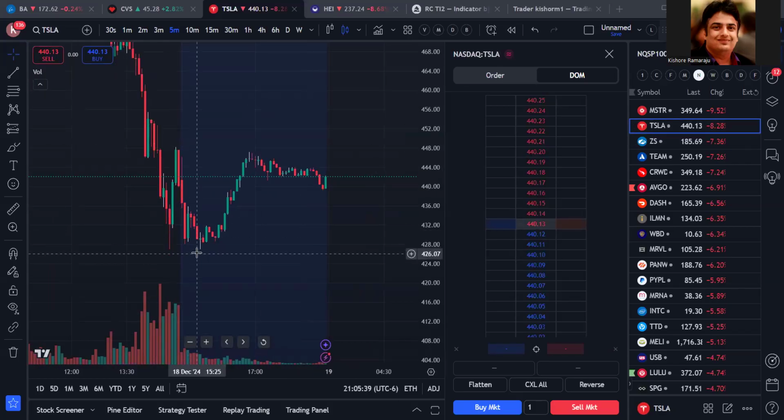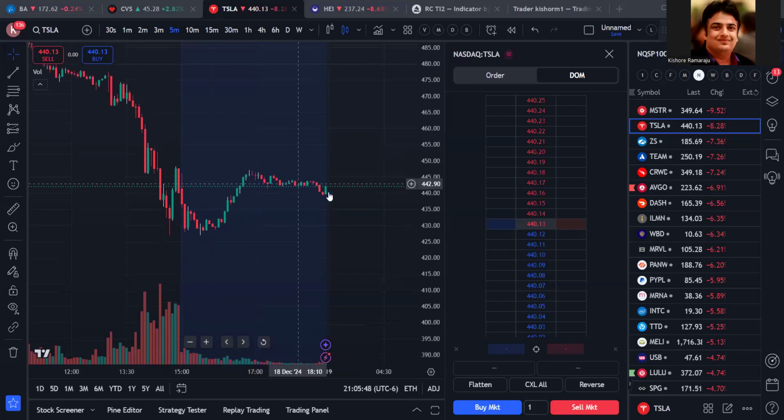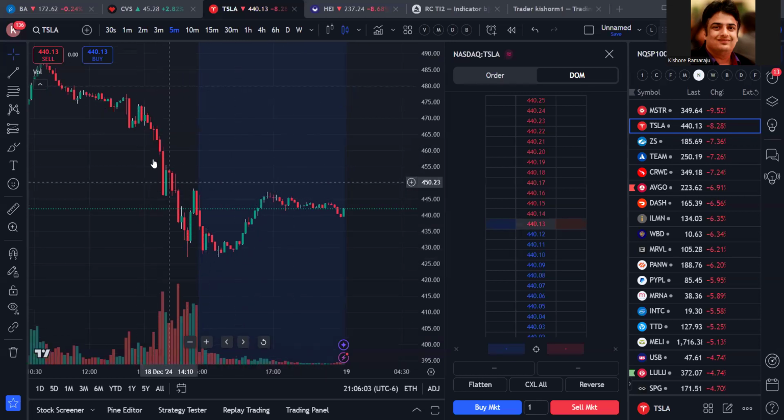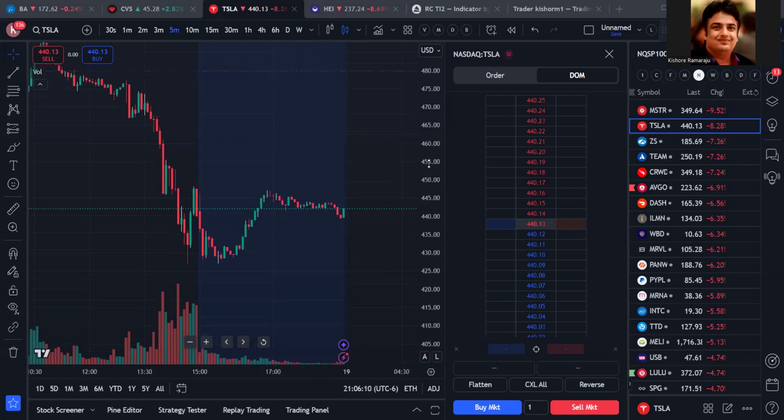Tesla already went to nearly 420 and then started bouncing up. So it went up, then a small drop again. So again we may see Tesla back at 460, 470 tomorrow, because there is no major strong reason for today's drop, only Powell's speech. We had a huge drop, but tomorrow we'll see a bullish day.